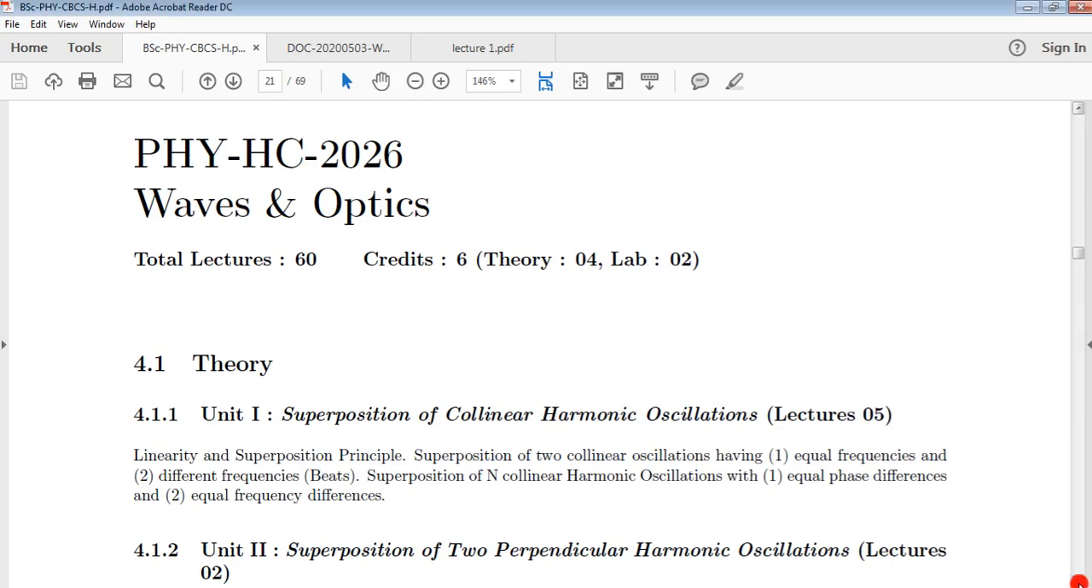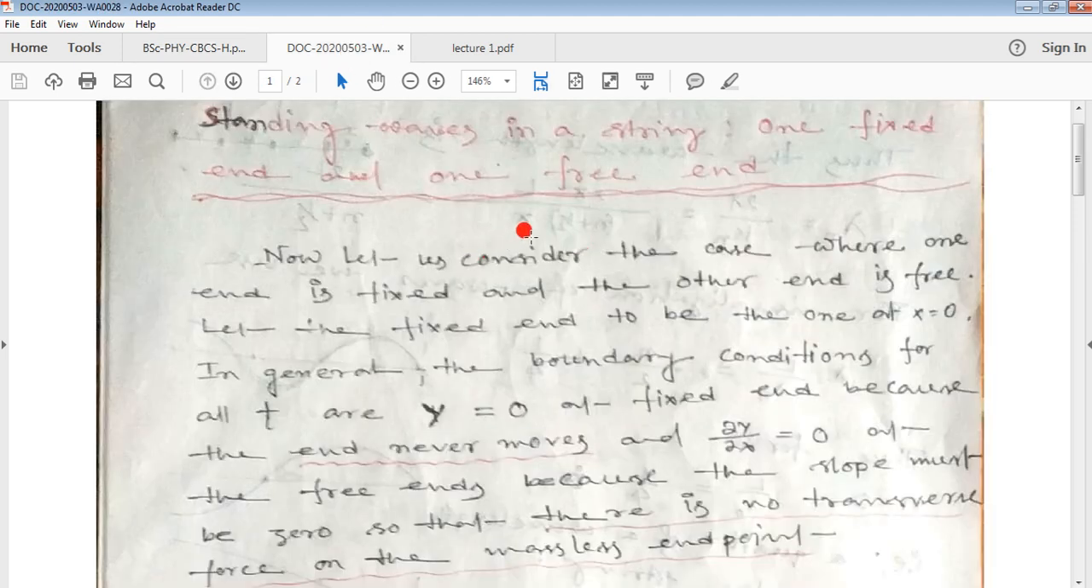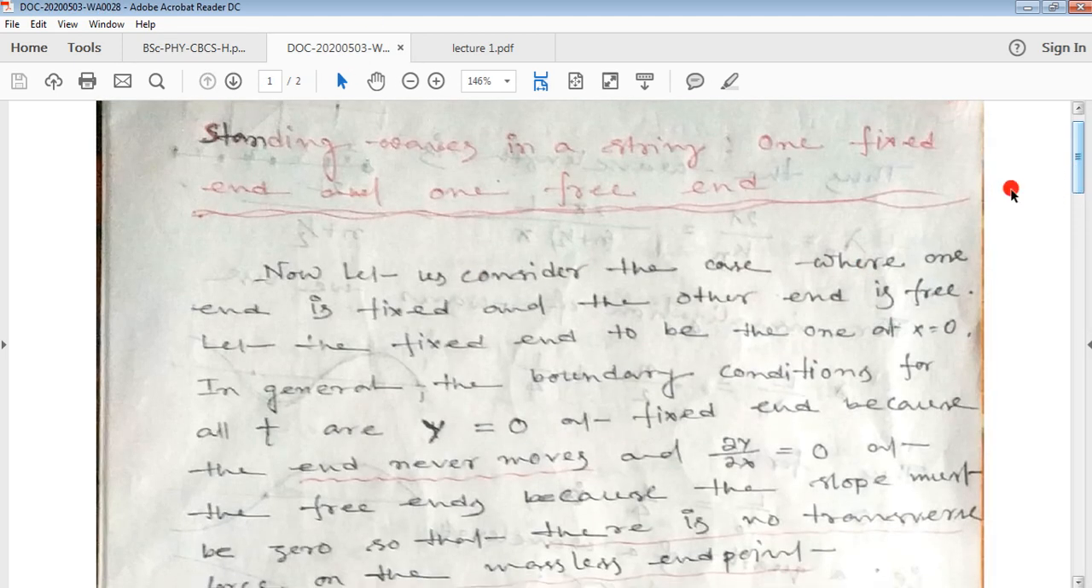We are discussing our fifth unit. In our previous lecture, we discussed the standing waves in a string whose both ends were fixed. Now let us discuss the second case, that is one end is free and the other end is fixed. So this is our note: standing waves in a string, one fixed end and one free end.